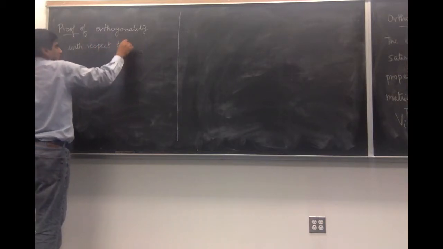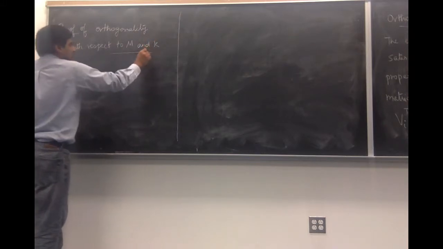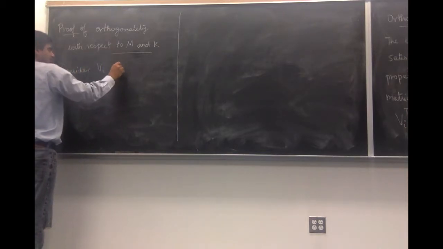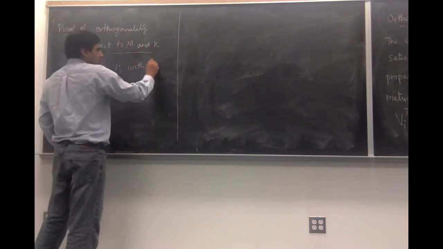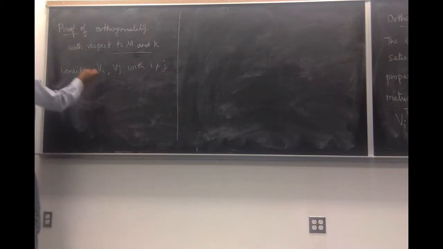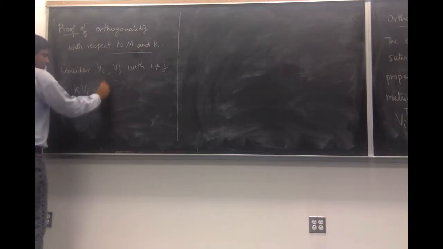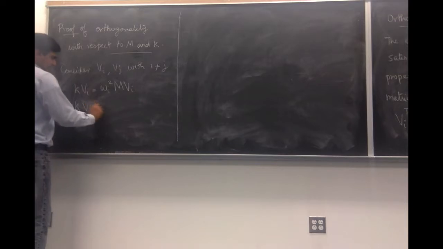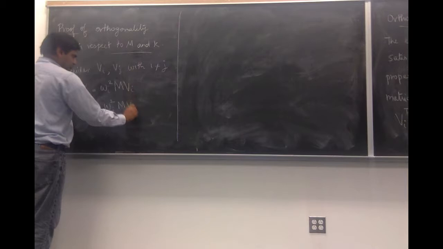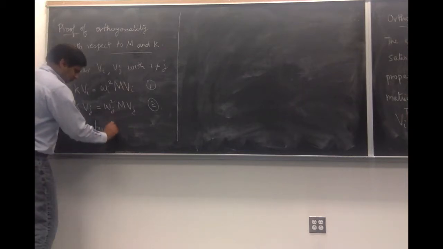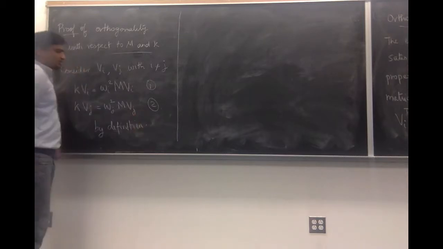With respect to M and K. So let's consider Vi, Vj with I not equal to j. In other words, they are two different eigenvectors. Because they're eigenvectors, they of course satisfy the eigenvalue problem, namely kvi equals omega i square m vi, and kvj equals omega j square m vj. Let's call these equation 1 and equation 2. This is just by definition, by the fact that they are eigenvectors.